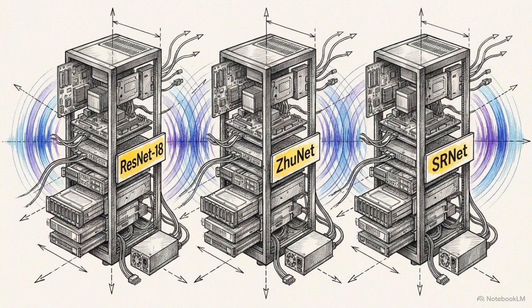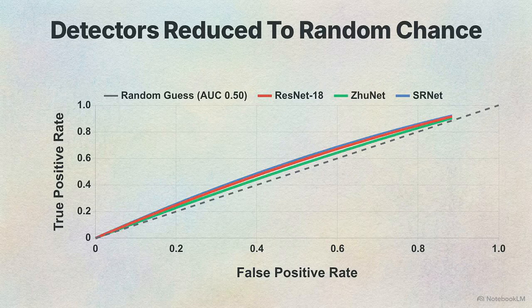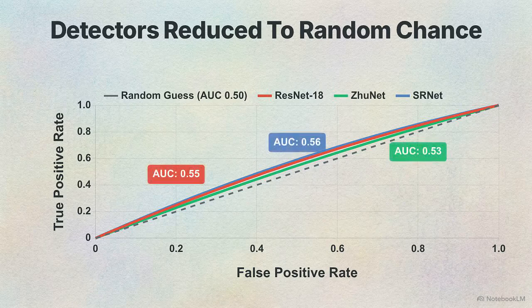To test this, the output was subjected to 3 deep learning steg analysis detectors, ResNet-18, ZooNet, and SNet. This chart plots the ROC curves for all 3 detectors. Notice how all 3 curves group tightly along the diagonal baseline, which represents a random guess. The area under curve metric hovers around 0.55. In binary classification, an AUC of 1 is perfect accuracy, and 0.5 is random chance. At 0.55, these advanced steg analysis algorithms are reduced to a coin toss.